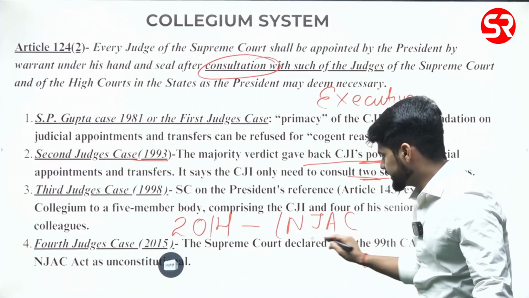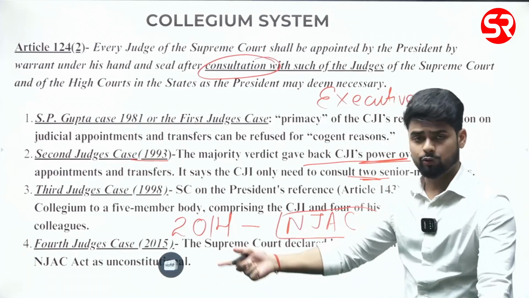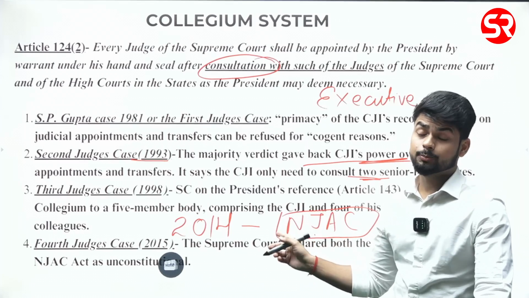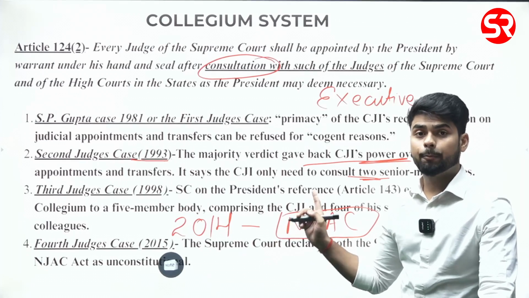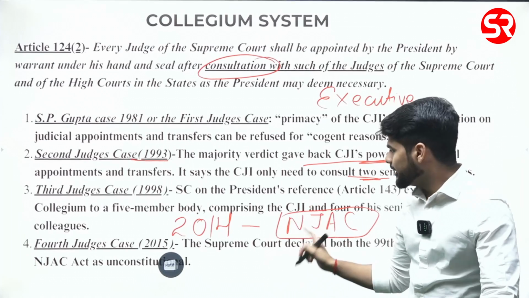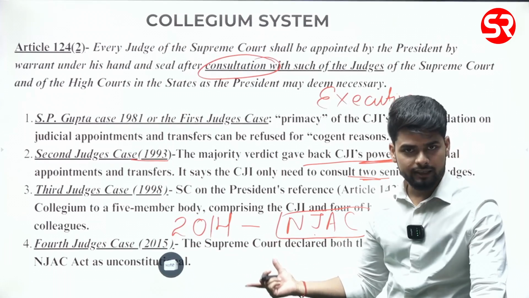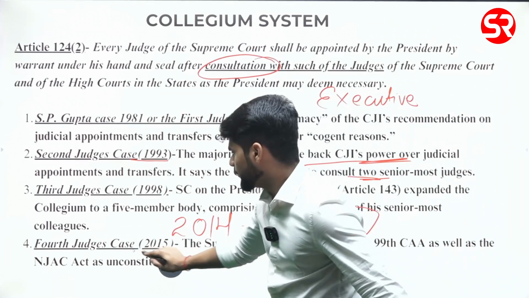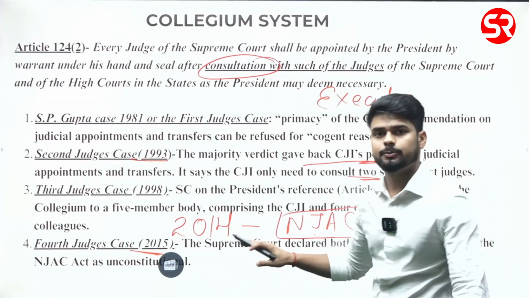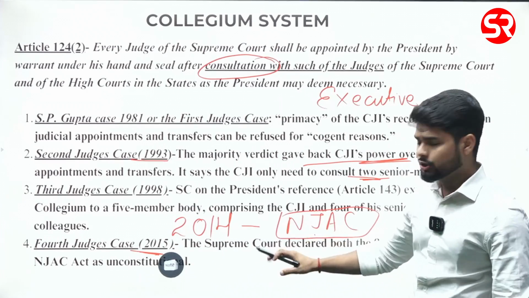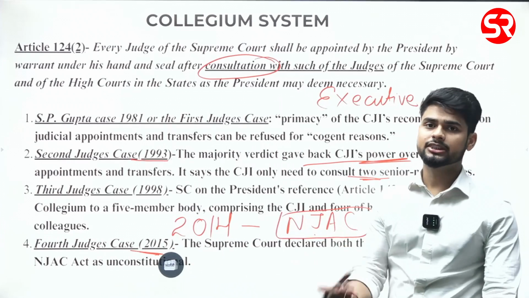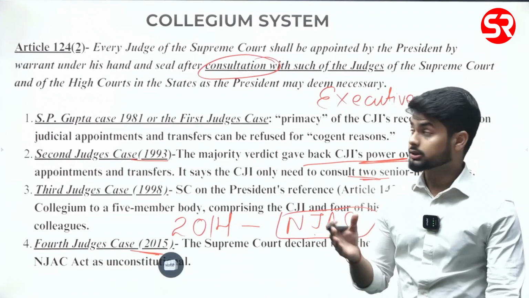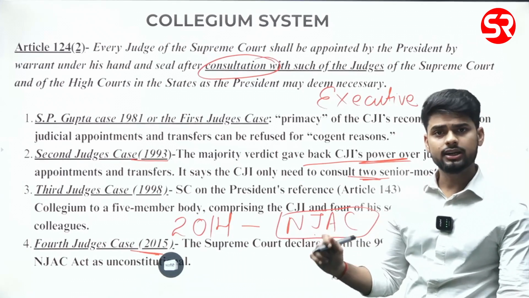And this, as I said just before, this particular body aimed to appoint the judges, and this was seen as a violation of the independence of the judiciary. Hence the Supreme Court in the year 2015 struck down this particular act, and from then to now the collegium system is being followed for the selection or appointment of the judges of the Supreme Court and High Court.